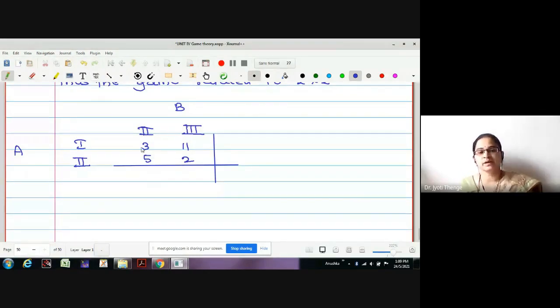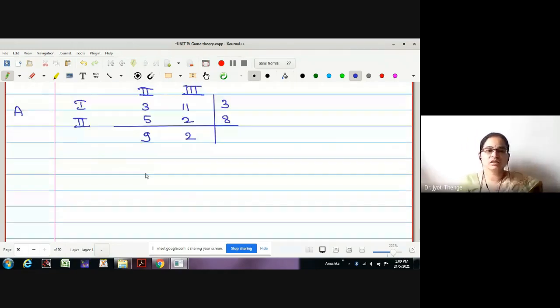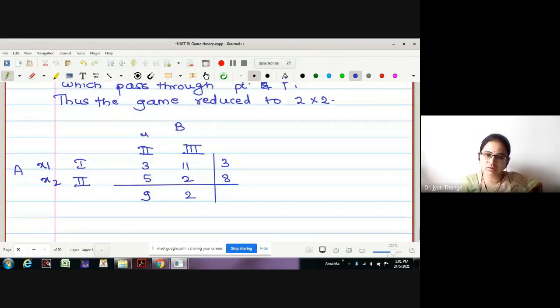Find the difference of the first row elements and put it under the second row. 3 minus 11 is minus 8, neglecting negativity is 8. 5 minus 2 is 3, let me put it under the first row. Similarly, let me do it for the columns. Difference of the first column, 3 minus 5 is minus 2, neglecting the negative, 2, I will put it here. 11 minus 2 is 9, I will keep 9 here. Then what are the values of the probabilities? X1, X2 and Y1, Y2. Not Y1, Y2, this is Y2 and Y3, right?